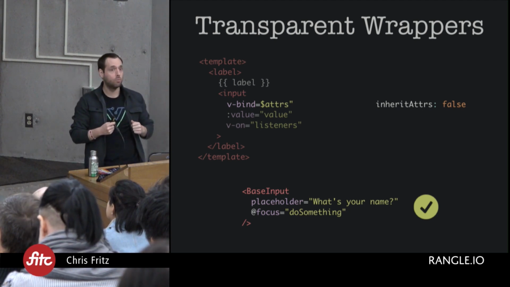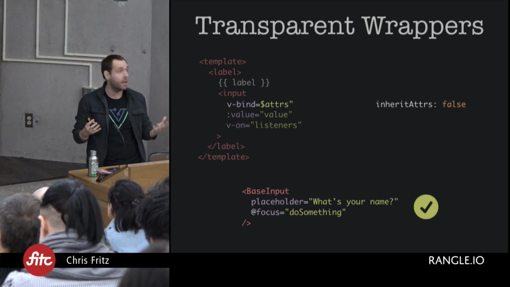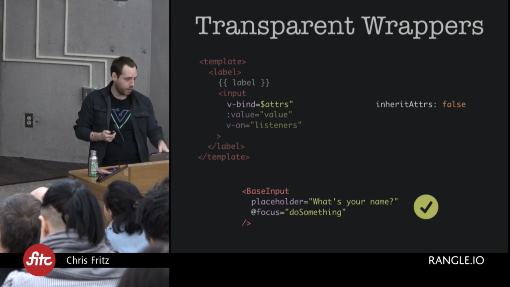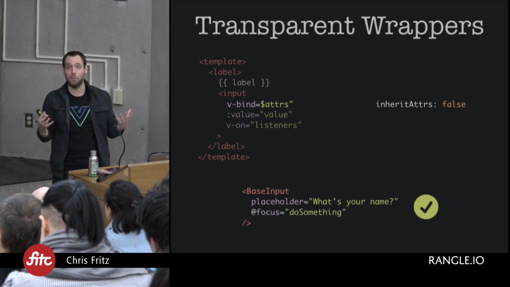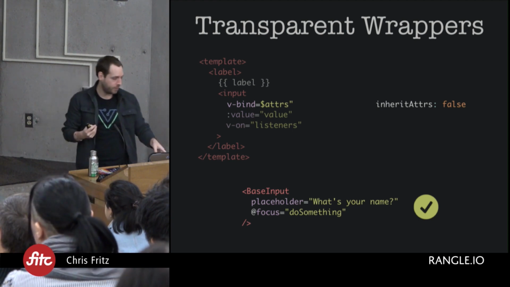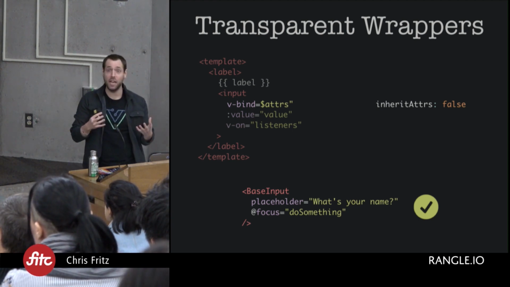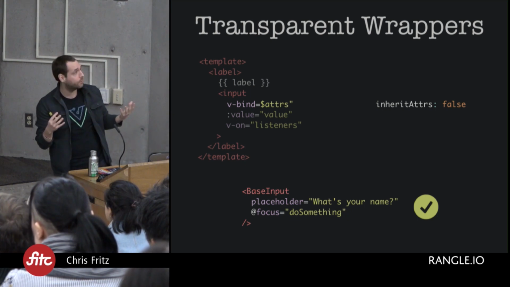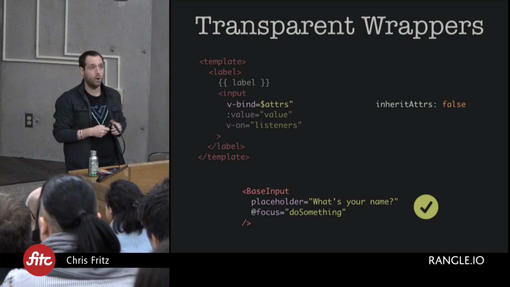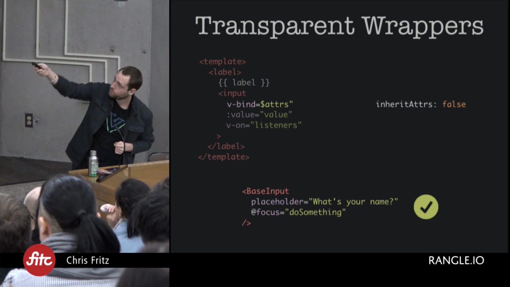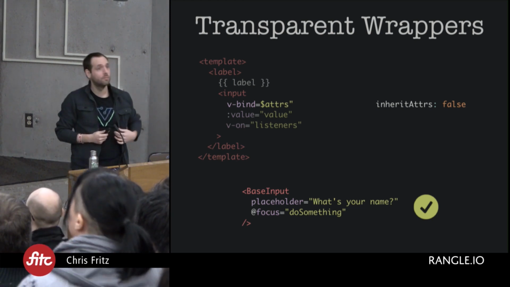Instead, we're going to explicitly define how these attributes are handled with v-bind attrs. v-bind also takes an object syntax, and attrs is an object that contains all of the attributes that aren't defined as props in this component, but passed to it right here.